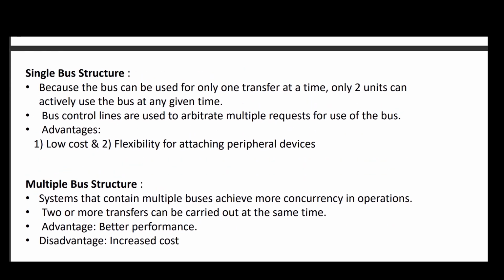So in the previous lecture we learned about the single bus structure and multiple bus structure. Single bus structure is low cost and offers flexibility for attaching peripheral devices. For multiple bus structure, the advantage is better performance, the disadvantage is increased cost, and these are the definitions.